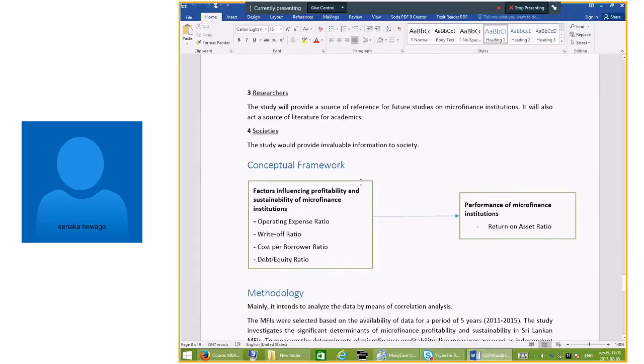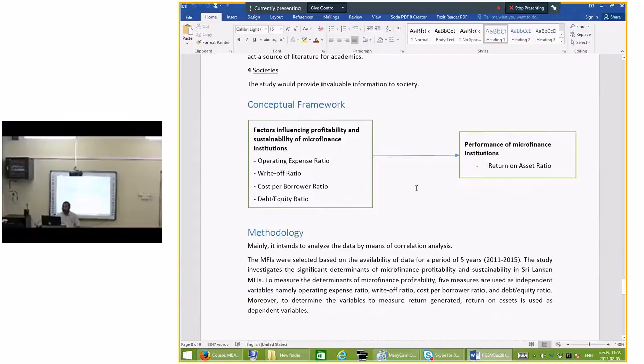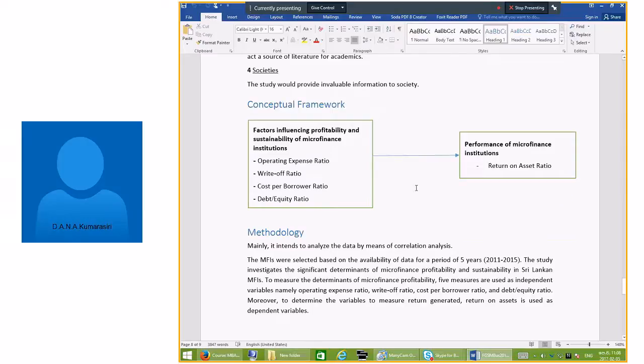This is the conceptual framework. Yes, sir. In the conceptual framework, I use the operating expenses ratio, write-off ratio, cost per borrower ratio, and debt to equity ratio as independent variables, and the return on asset ratio is the dependent variable. Okay, good.